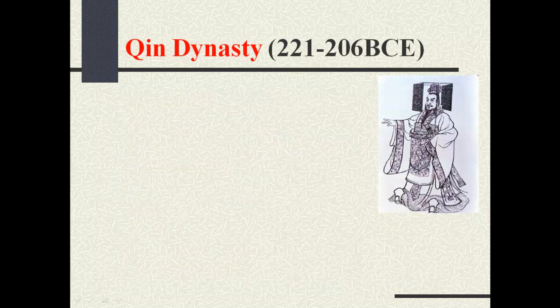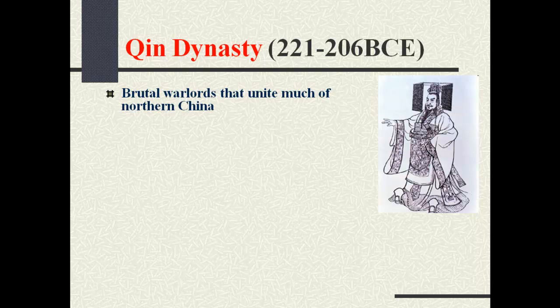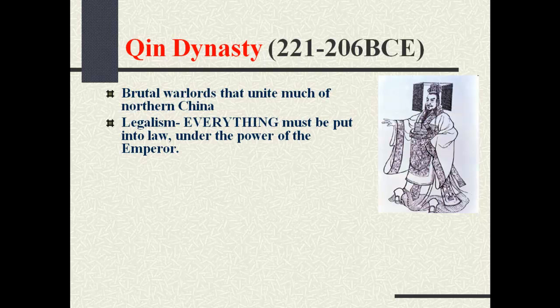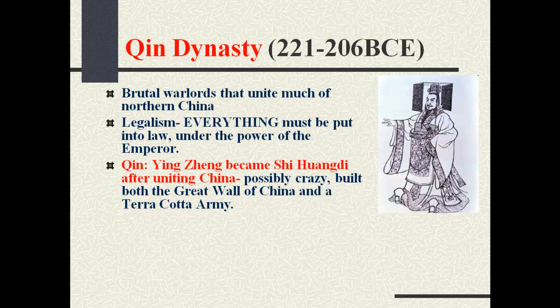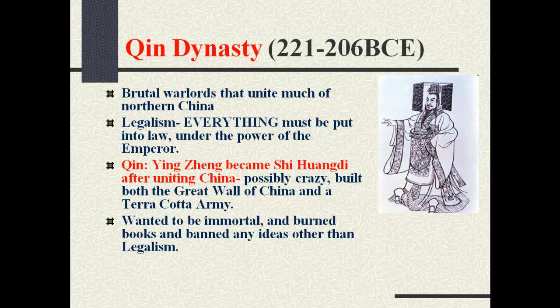Then you have the Qin dynasty from 221 to 206 BCE. You have brutal warlords that unite much of northern China. Legalism is everywhere. Everything must be put into law under the power of the emperor. You have the emperor, his original name was Ying Cheng, and once China was united, he changed his name to Shi Huangdi. He's possibly crazy. He built both the Great Wall of China and a terracotta army which was protecting his mausoleum, or his burial chamber. He wanted to be immortal and burned books and banned any ideas other than legalism.